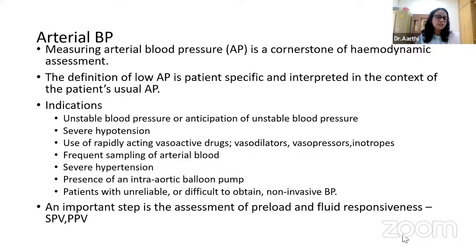The indications for arterial monitoring are patients who are having unstable blood pressures or who are anticipated to have unstable blood pressures, patients with severe hypotension who need rapidly acting vasoactive drugs like vasodilators, vasopressors, and inotropes, and also for frequent sampling purposes, patients with severe hypertension and other supportive devices like intra-aortic balloon pump, and patients with unreliable and difficult to obtain non-invasive blood pressure. So these are all the current indications for invasive arterial blood pressure monitoring.